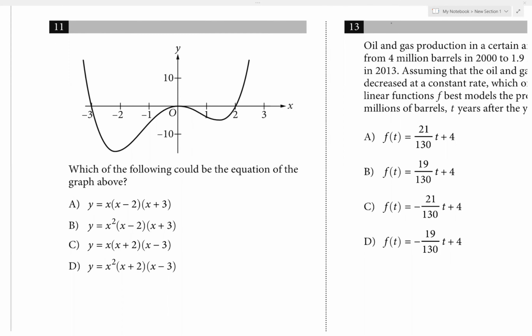All right, number 11. Which of the following could be the equation of the graph above? Okay, so we have this graph here, and look at the answer choices. These are all in the factor form.